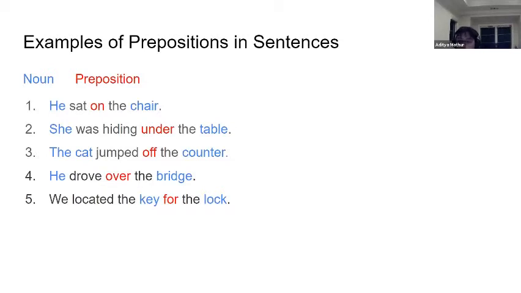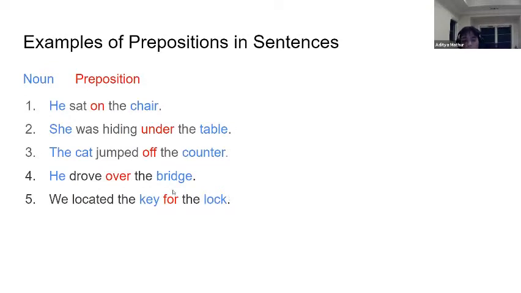Aditya, you're welcome to take up the last sentence. For this last sentence, this is a bit hard. We located the key for the lock. This is a bit harder because we actually have 3 nouns. We have we, which is a pronoun, which is also a noun. We have key, which is a noun because it is a thing. And we have lock, which is a noun because it is a thing.